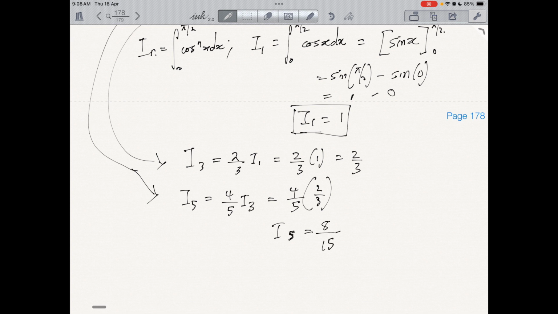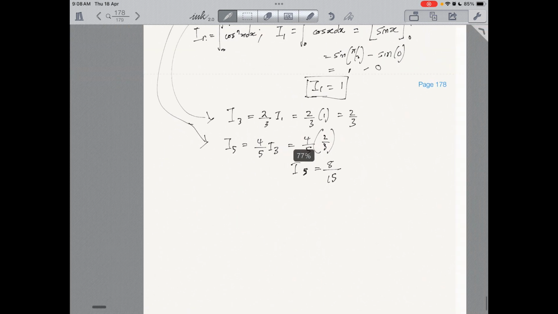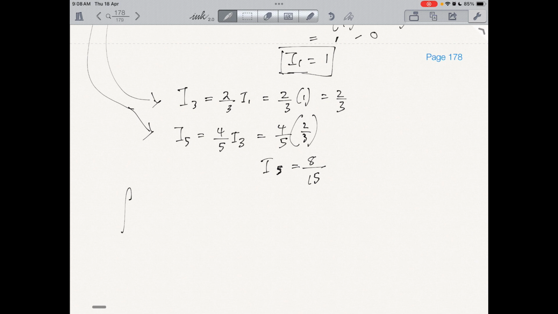Now, since our question is the integral of 0 to pi over 2 of cos raised to power 5 x dx, and is the same thing as I5, this will give us 8 over 15.